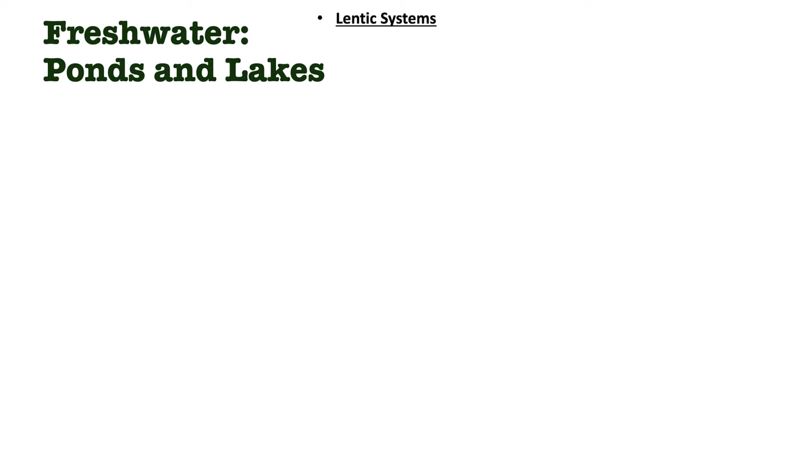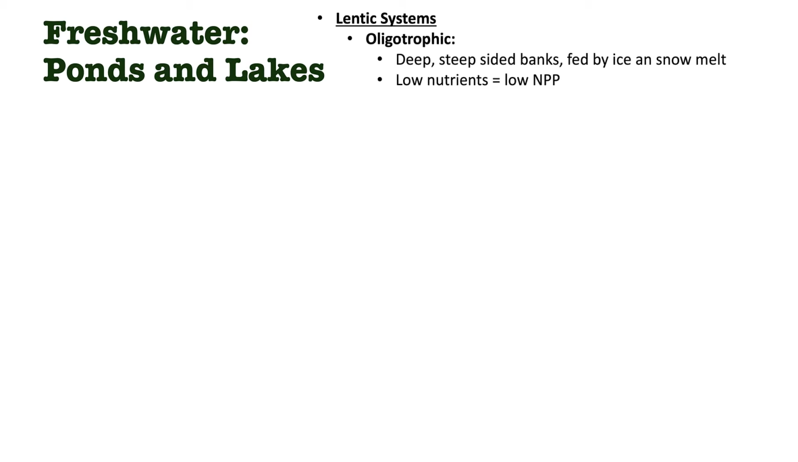Moving on to ponds and lakes. We call these lentic systems, and they come in two flavors. We have the oligotrophic, which are deep, steep-sided lakes or ponds that have very few nutrients and low primary productivity. They're usually fed by snowmelt or ice melt, so you tend to find them at higher elevations and further north. And then you have eutrophic, which are shallow ponds and lakes that have high turbidity. Remember, that's a measurement of cloudiness. We tend to have a lot of nutrients here, so we have a much higher net primary productivity.